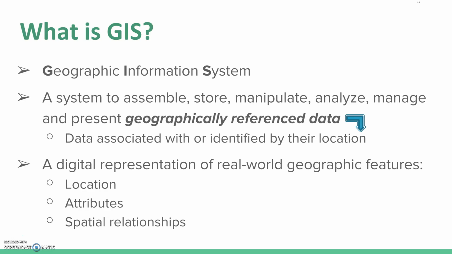So what is GIS? GIS stands for Geographic Information System. It is a system able to assemble, store, manipulate, analyze, manage, and present geographically referenced data. What we mean by geographically referenced data is data that's associated with or identified by their location. GIS can also be considered a digital representation of real-world geographic features, and that representation includes some information about its location as well as its attributes, any descriptive or contextual information that describes what's at that point, as well as information about spatial relationships between features.